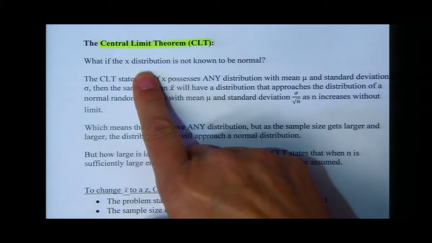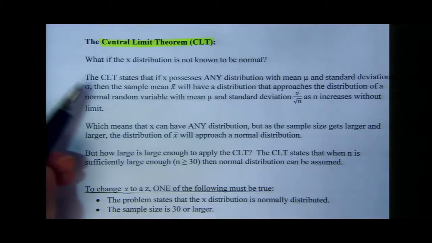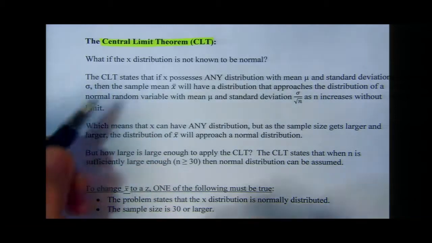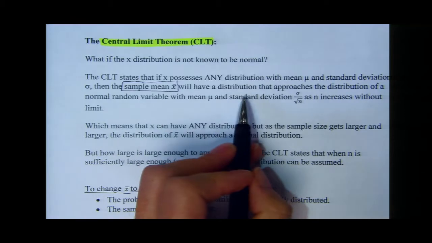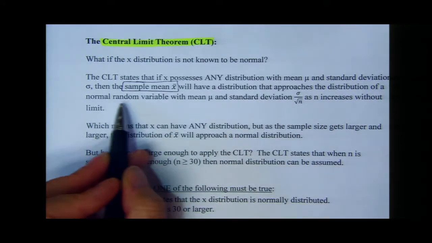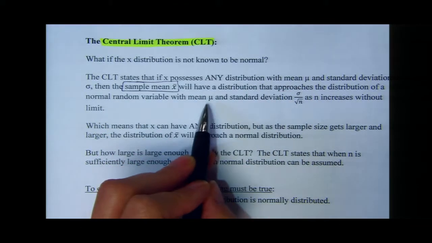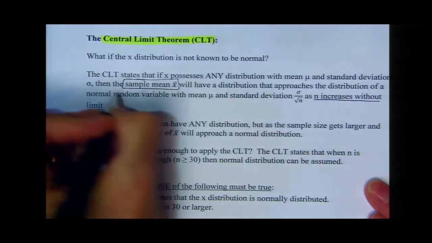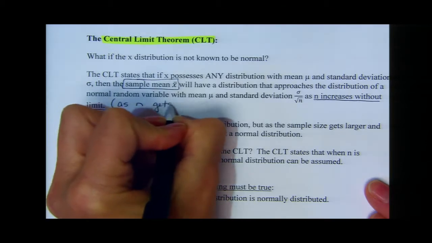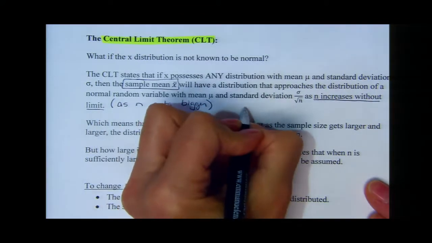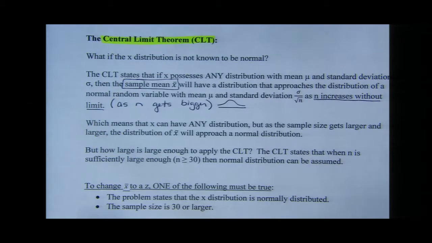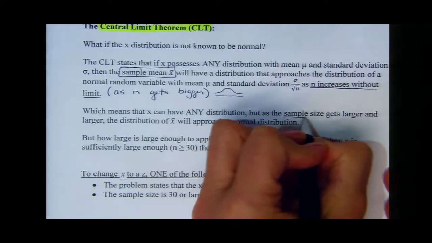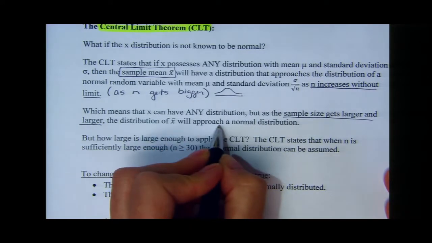So what if the X distribution is not known to be normal? Well, the central limit theorem states that if X possesses any distribution with a mean of mu and a standard deviation of sigma, then the sample mean X bar will have a distribution that approaches a normal random variable, with a mean of mu and a standard deviation of sigma over the square root of n, as n increases without limit, which just means as n gets bigger and bigger, you are approaching a normal distribution. Basically, X can have any distribution, but as the sample size gets larger and larger, the X bar distribution will approach a normal distribution.